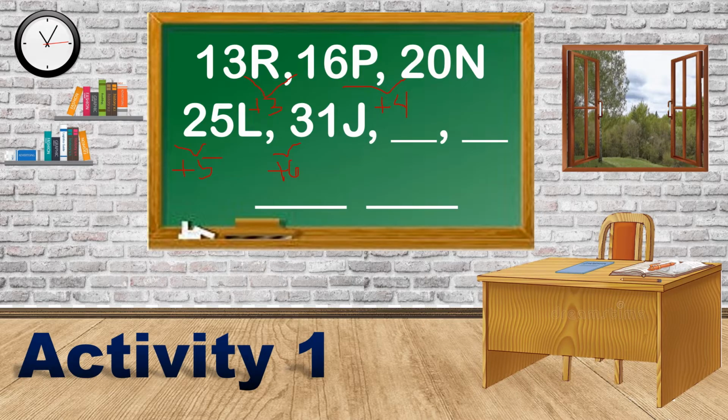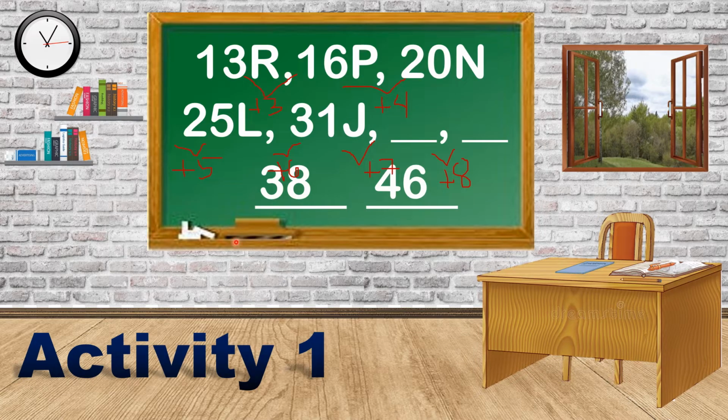So, guessing from the pattern, we have to add 7 to 31. So, 31 plus 7 equals 38. And from 38, we have to add now 8. So, 38 plus 8 equals 46. Okay na tayo sa numbers. Doon naman tayo sa letters.